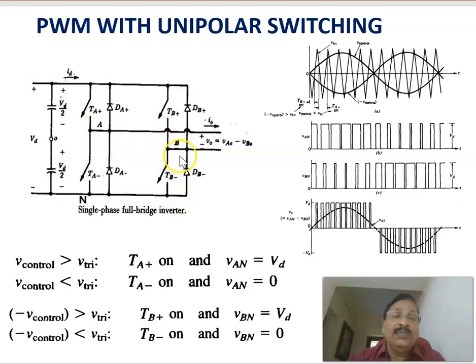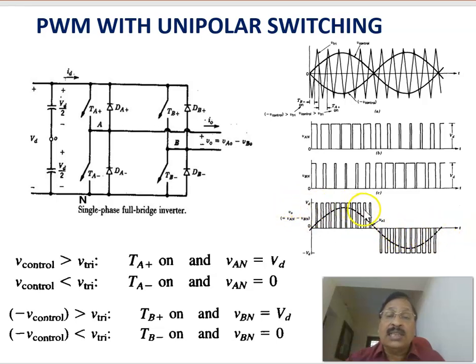The net voltage VAB is calculated as VAN minus VBN, and you get this voltage. This is the output voltage VAB, called unipolar switching. Why? Because the voltage always changes in only one direction. Unlike bipolar, during the positive half cycle you get plus VD and 0, and during the negative half cycle minus VD and 0, oscillating between minus VD and 0.